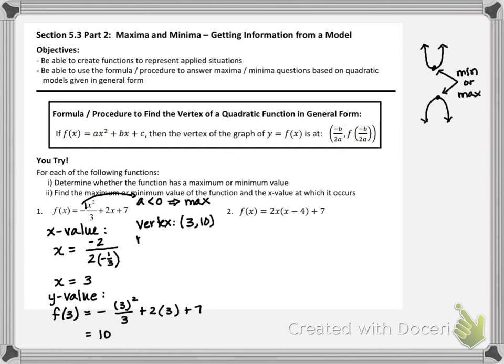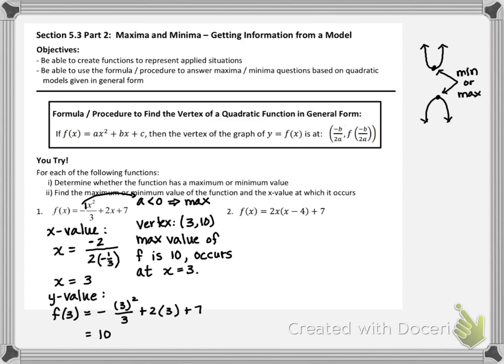Which means that the maximum value of f is 10. And it occurs at, I prefer to say, x equals 3. You could say it occurs at 3, but I like to include that x equals in there, just to be sure we know we're talking about our x coordinate.